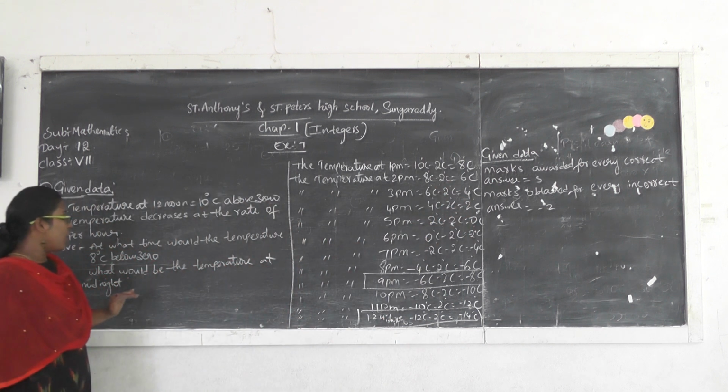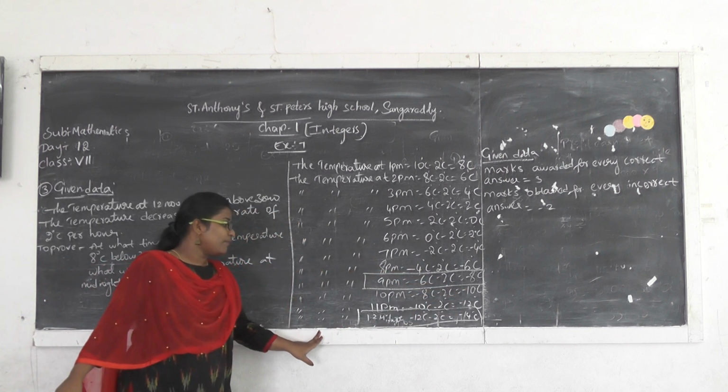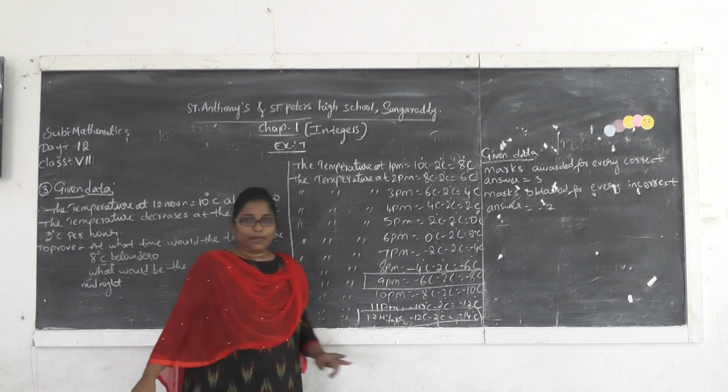So from that we got that at 9 p.m. the temperature is minus 8 degrees Celsius. At 12 midnight the temperature is minus 14 degrees Celsius. Are you able to understand?